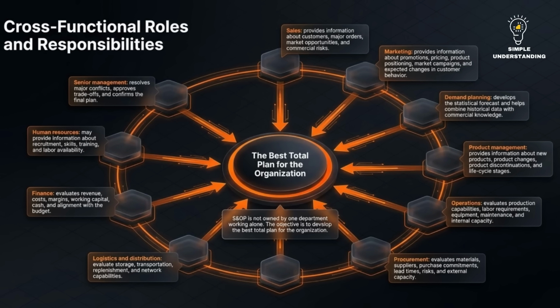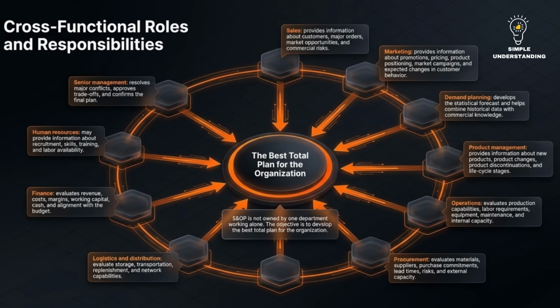Topic 2. Cross-functional roles and responsibilities. S&OP is not owned by one department working alone. It requires participation from several functions, because each function contributes different information and perspectives. Sales provides information about customers, major orders, market opportunities, and commercial risks. Marketing provides information about promotions, pricing, market campaigns, and expected changes in customer behavior.